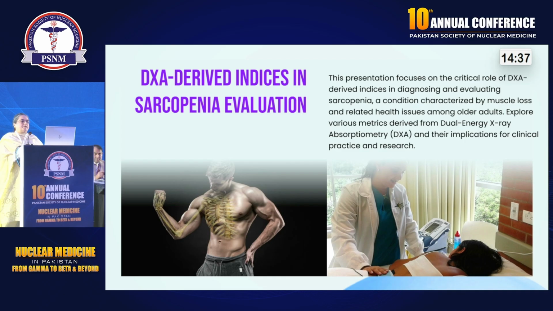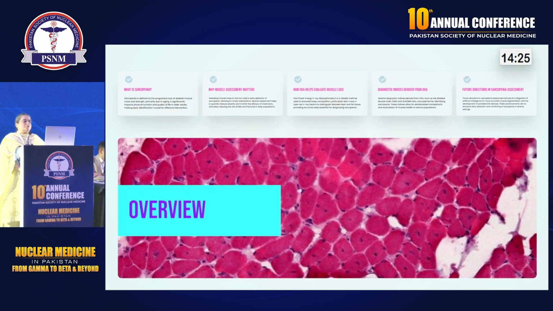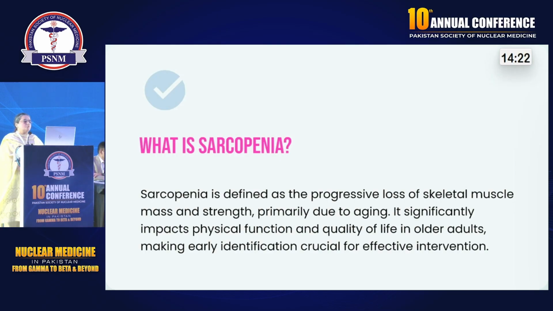So this presentation focuses on the critical role of DEXA-derived indices in diagnosing and evaluating sarcopenia. We'll explore the various metrics derived from DEXA and their implications for clinical practice and research. Our overview: what is sarcopenia?